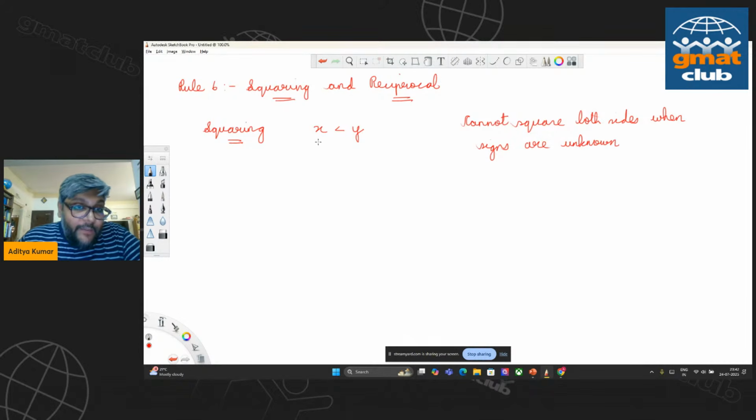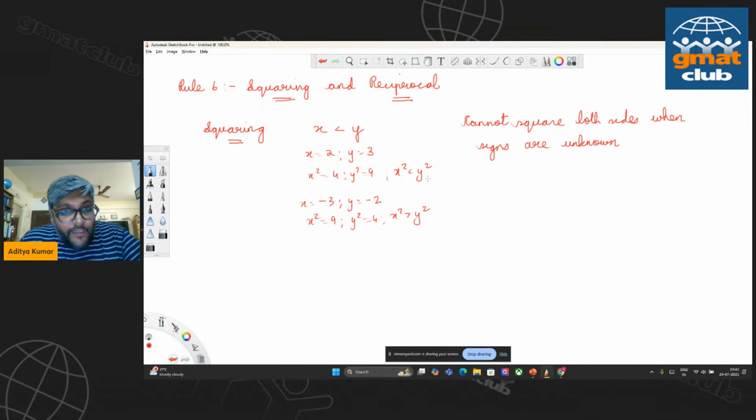If you want to take an example, I can take x is equal to 2, y is equal to 3. So in this case, x square will be 4, y square will be 9. So clearly x square is less than y square. But now if I take x is equal to -3 and y is equal to -2, and I square these two values, x square would be 9 and y square would be 4. So x square would be greater than y square. So I don't get a definite relationship between x square and y square. So I cannot square it if I have absolutely no clue on what the sign of x and y is.